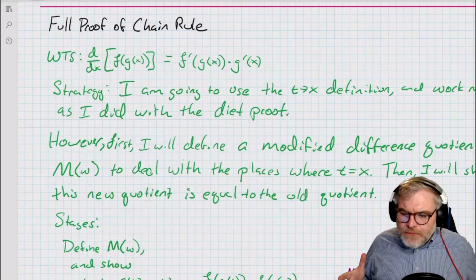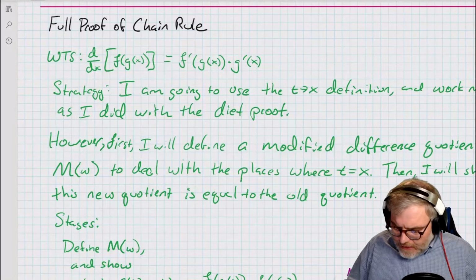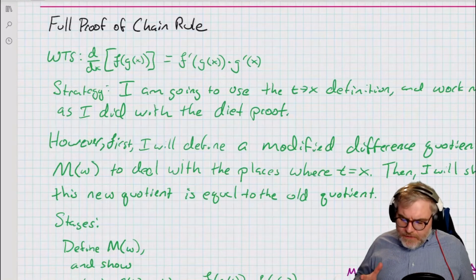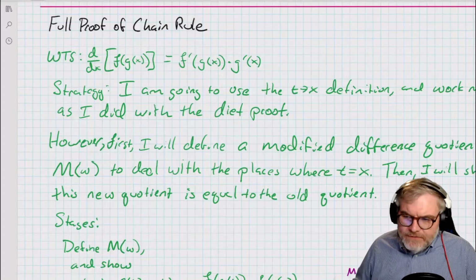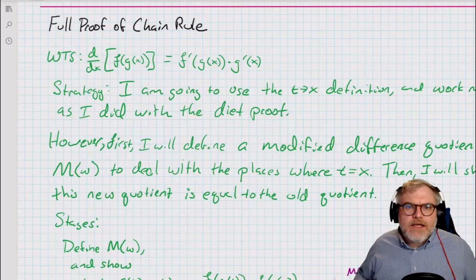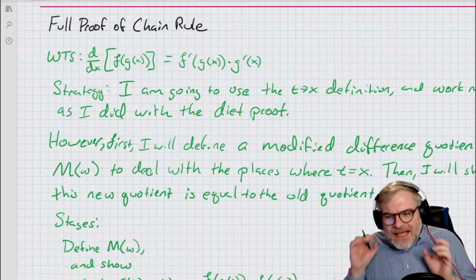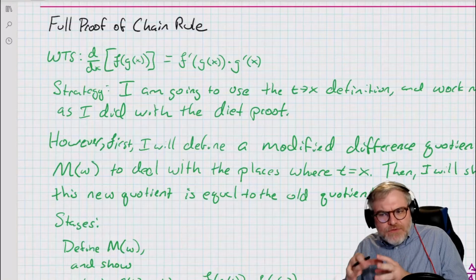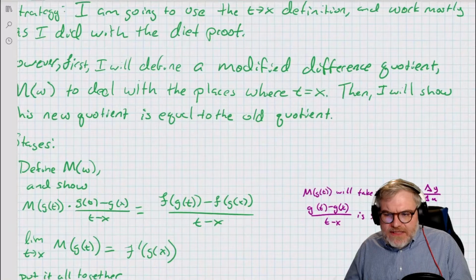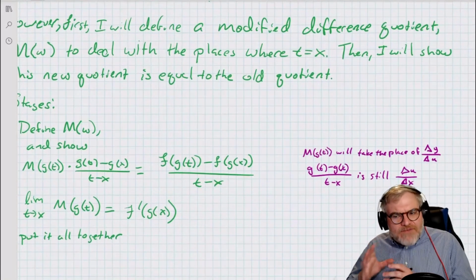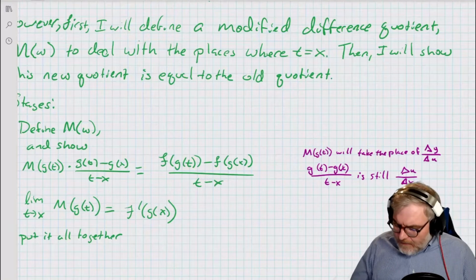Okay, so let's prove the chain rule in all its glory. What I want to show, I already said this before, is that the derivative of f of g of x is the same thing as f prime of g of x times g prime of x. So what am I going to do? I'm kind of going to do what I did before, except I can't use a rabbit here. I've got to use a very, very different type of trick. It's very technical, what I'm going to do.